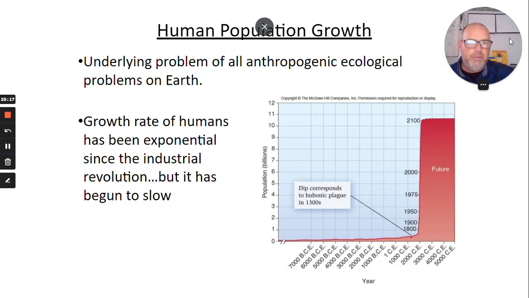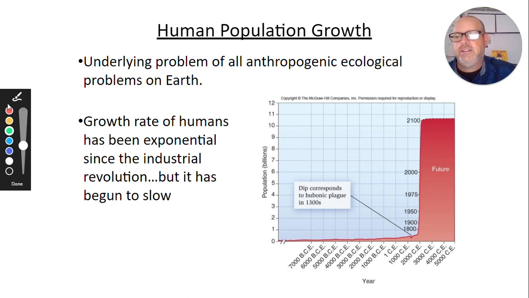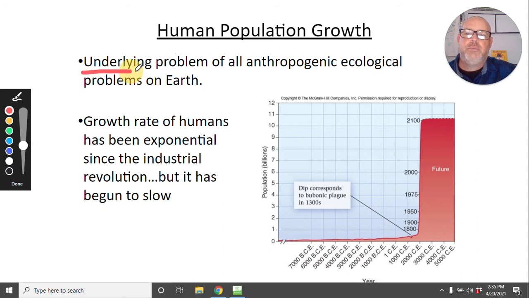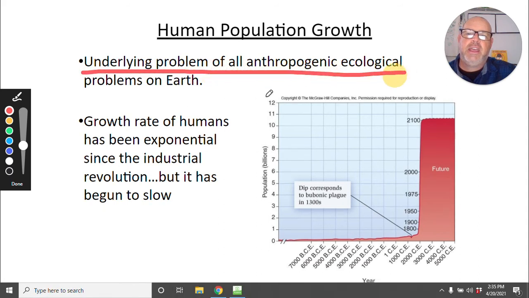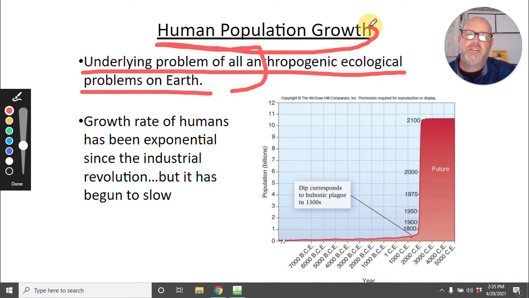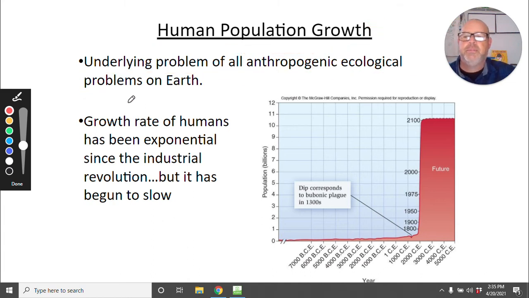Moving into some human stuff here. Human population growth. It's kind of interesting that the underlying problem of all anthropogenic ecological problems on Earth is human population growth. Basically, we're the cause of kind of all of the problems.